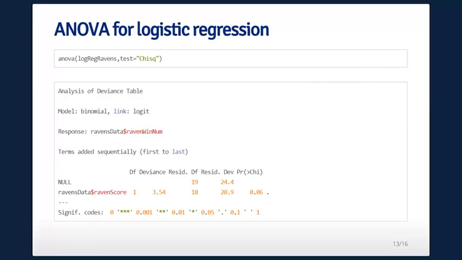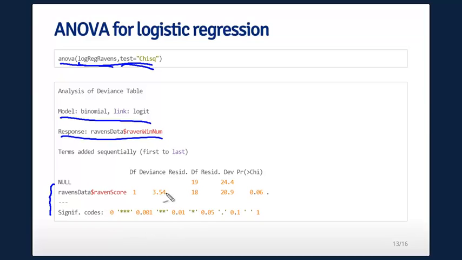Okay, so the ANOVA function works for GLMs. If you do ANOVA of the fitted model, with test equals chi-squared, we'll describe that in a minute. It gives you the model, in this case binomial, link is logit, and tells you what your response was. Then if you fit multiple models, just like with linear models, it adds them sequentially. Ideally, you're doing this with nested models.